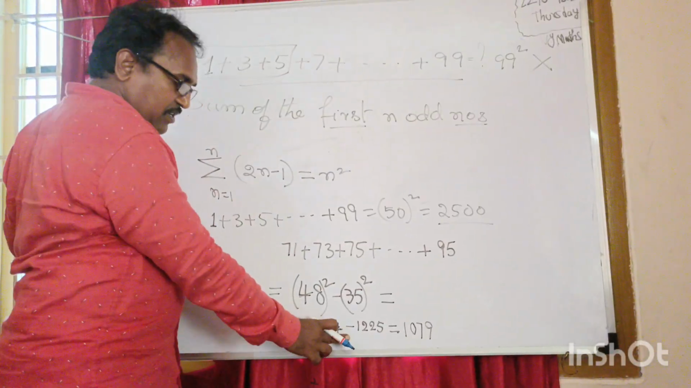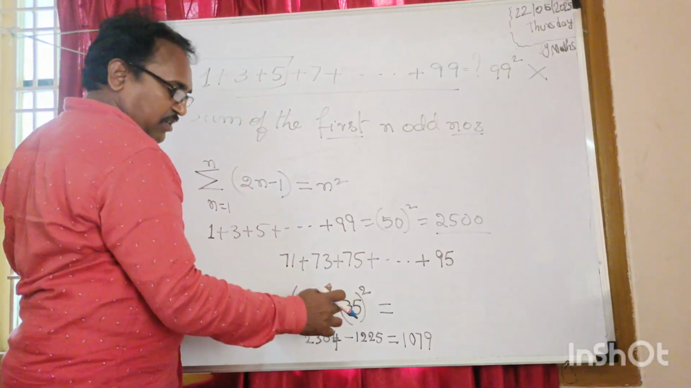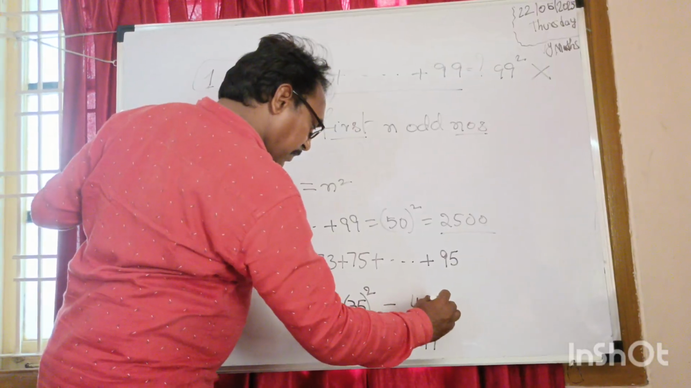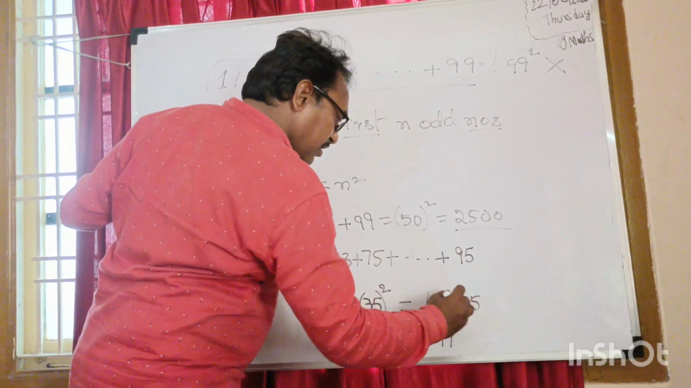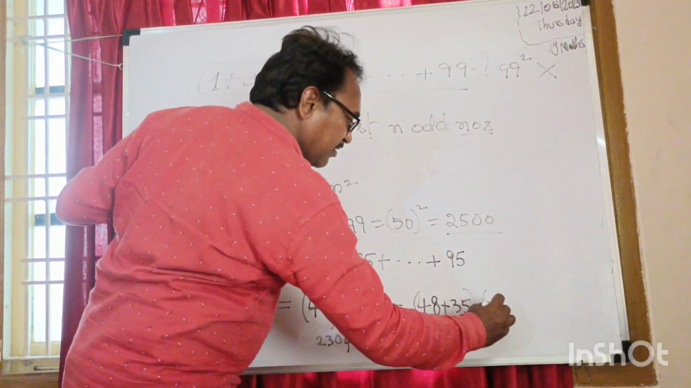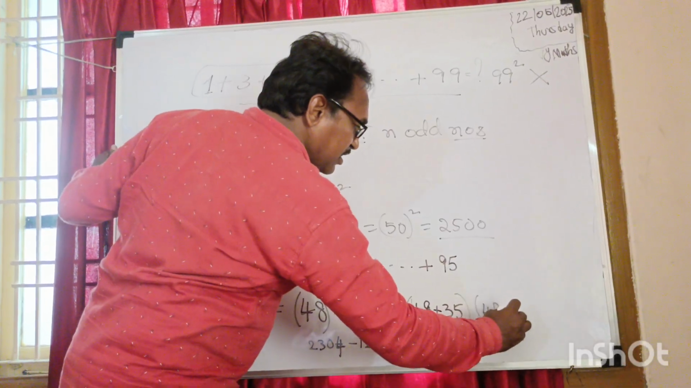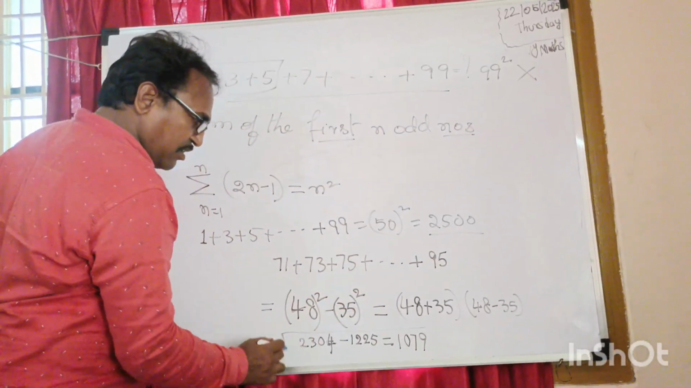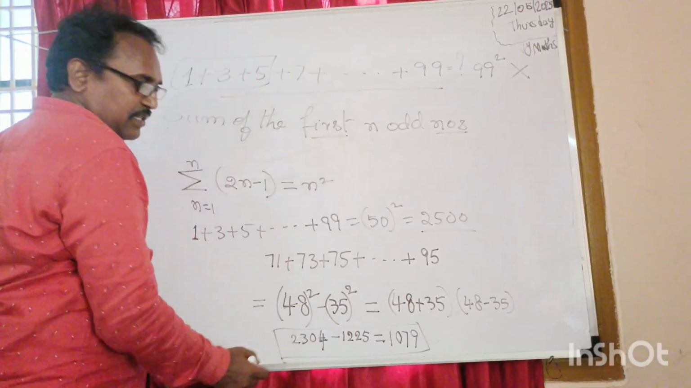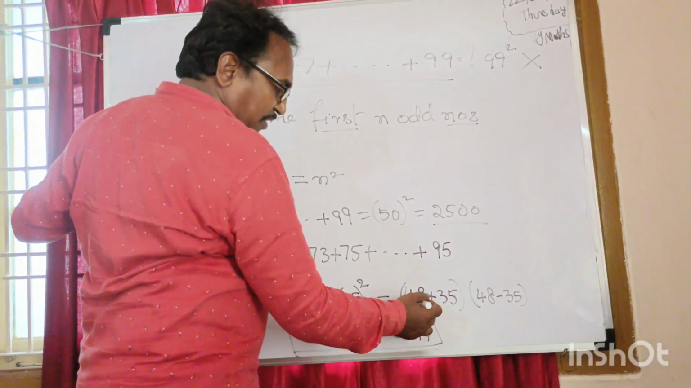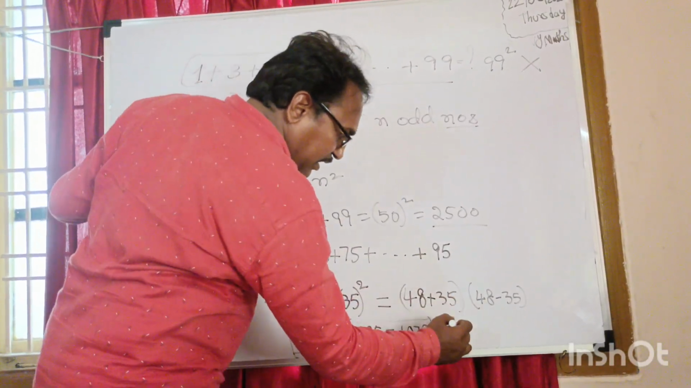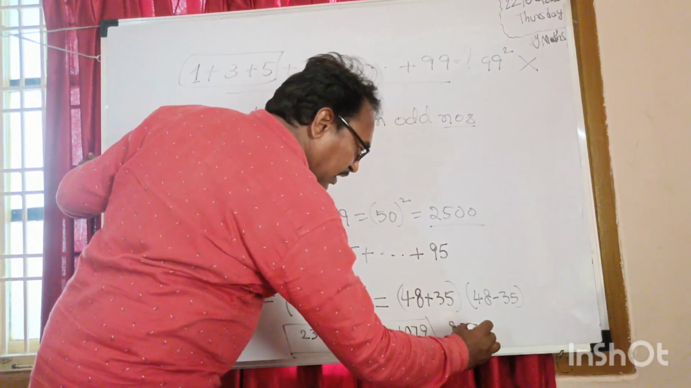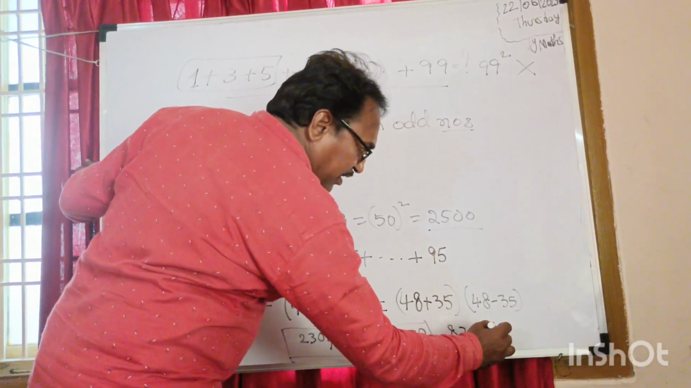Suppose if you don't know this one, you go by a square minus b square. A square minus b square means 48 plus 35 into 48 minus 35. This also can be used. Instead of the squares, if you don't know them directly, use this one. 48 plus 35 is 83, into 48 minus 35.